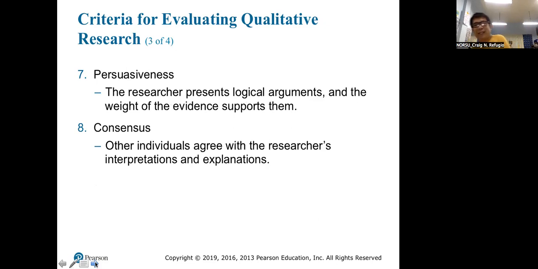Seven, persuasiveness. The researcher presents logical arguments and the weight of the evidence that supports them. So it's a matter of persuading, but you could not persuade someone if you don't have the evidence that would support the claim that you have in your study. Number eight, consensus. Other individuals agree with the researcher's interpretations and explanations. That's what we are going to consider. Consensus.